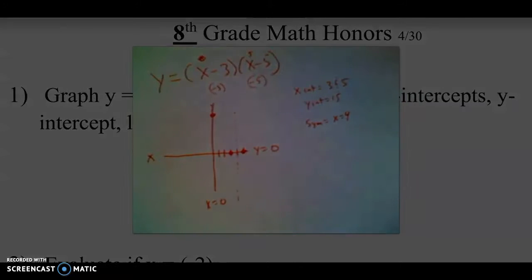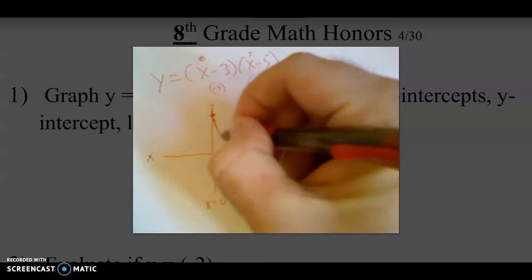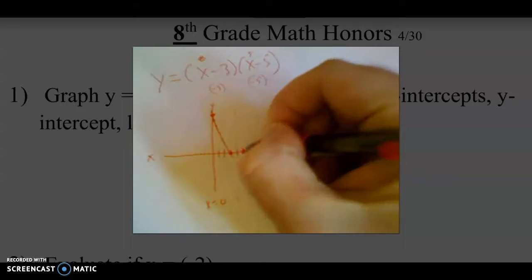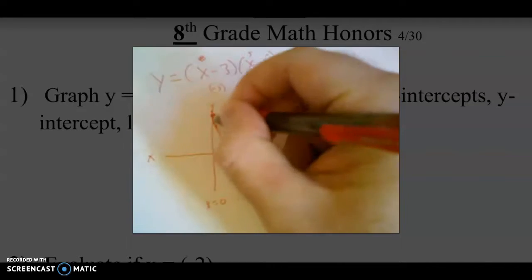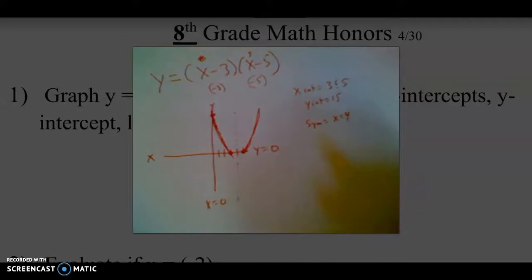The vertex means the highest or lowest point. So if I start to graph this, the graph is going to come down, it's going to go through here, it's going to come back up because it's symmetric. I don't know exactly how low it's going to drop. That's what I'm looking for. That's the vertex, the lowest or highest point, in this case the lowest point.